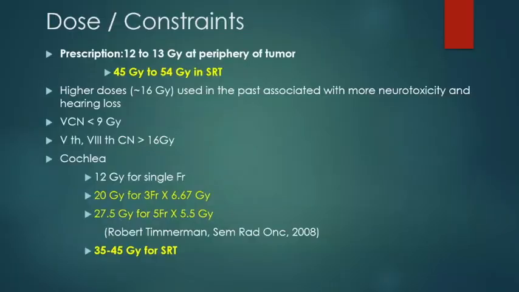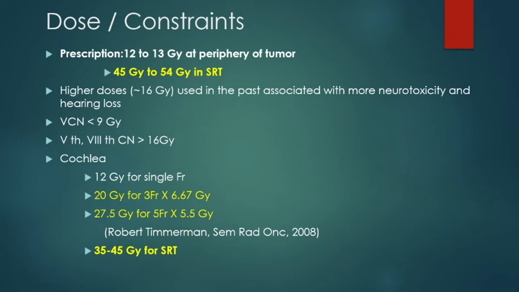Now, what sort of dose constraint will you use for a fractionated one? Doses of 45 gray to 54 gray have been described. Of course, you can give 20 or 21 gray in 3 fractions, and you can give 35 gray or 30 gray in 5 fractions. They can be given. They all fall in between. As I told you, it's a continuum.